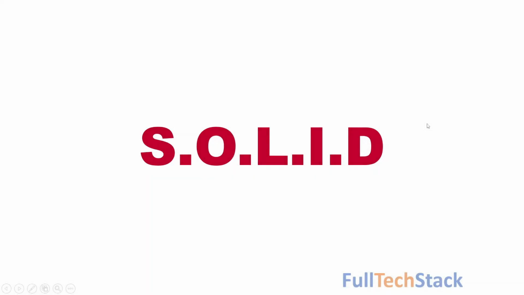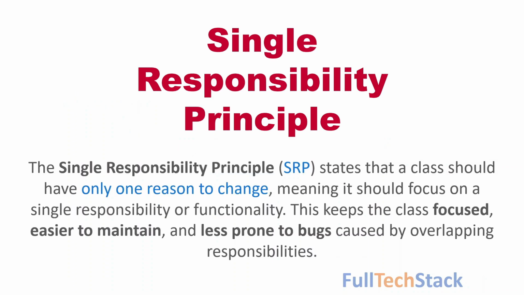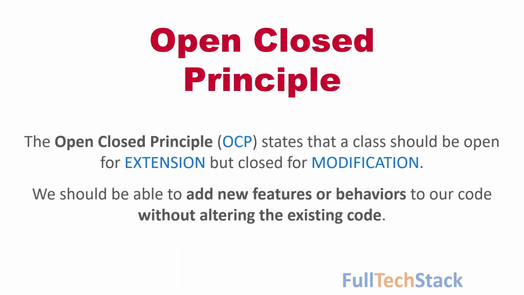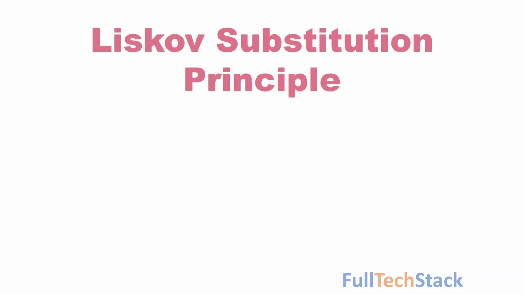So far, we have explored the single responsibility principle and the open closed principle. The single responsibility principle taught us to give each class one and only one responsibility. And the open closed principle showed us how to make our system extensible without changing our existing code. Today we will explore the third principle, that is the Liskov Substitution Principle or the LSP.